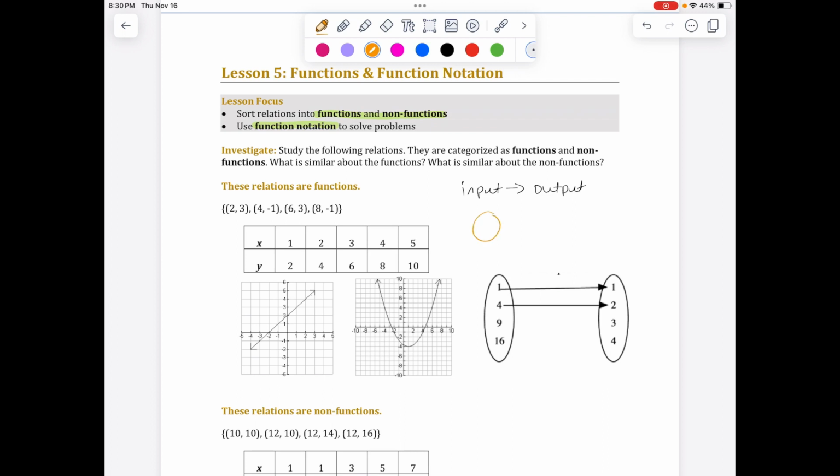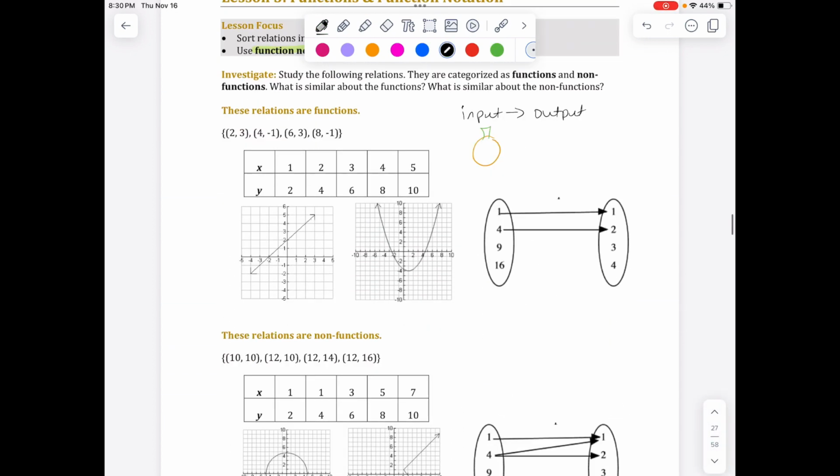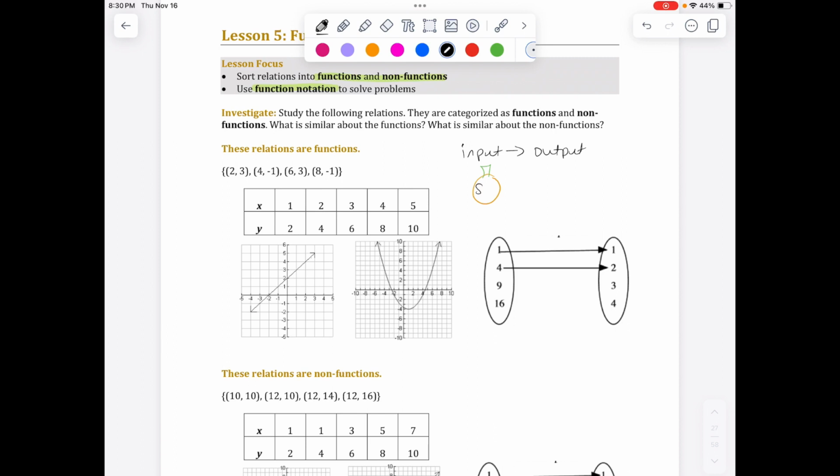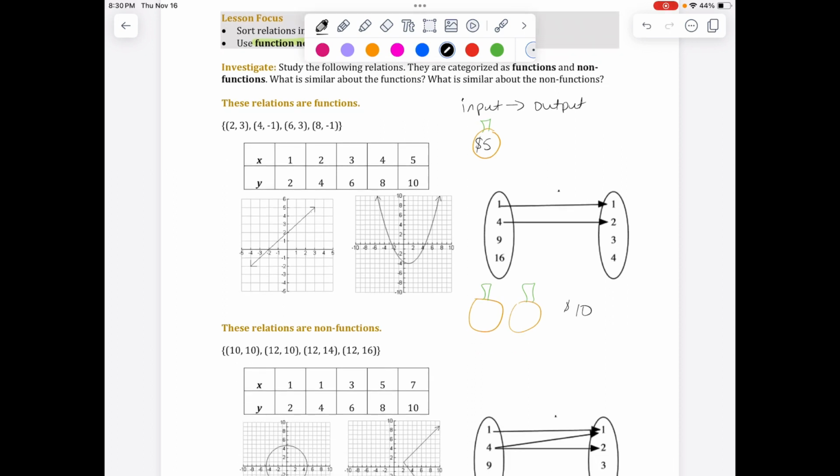I say if I am a customer and I go and try to buy a pumpkin, and I go up to the till and I am charged $5 for that pumpkin. And then someone else goes and they buy 2 pumpkins and they're charged $10, 5 times 2. That's fine. It looks like for each input we're getting a different output.